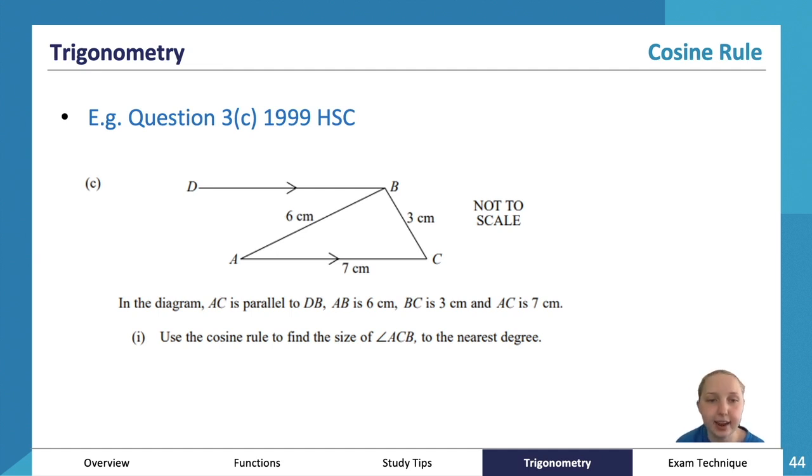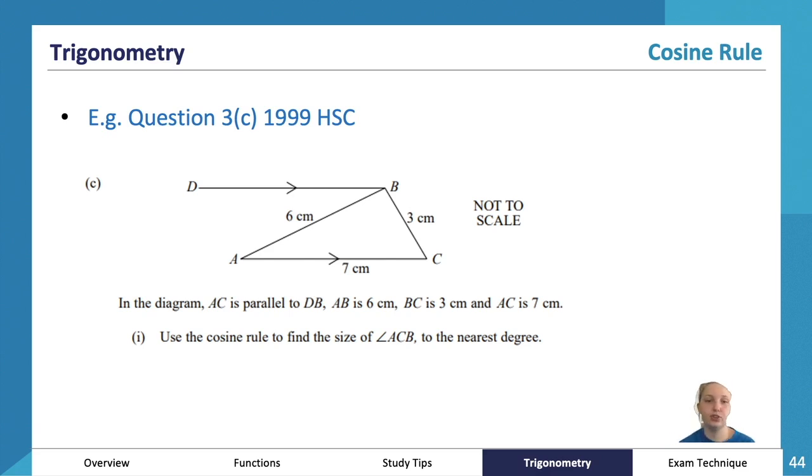So in the diagram, AC, which is this one here, is parallel to DB, which is represented by these little arrows. AB is 6 centimeters, BC is 3 centimeters, and AC is 7 centimeters. Use the cosine rule to find the angle ACB correct to the nearest degree. Okay, so this one, it's been nice to us.